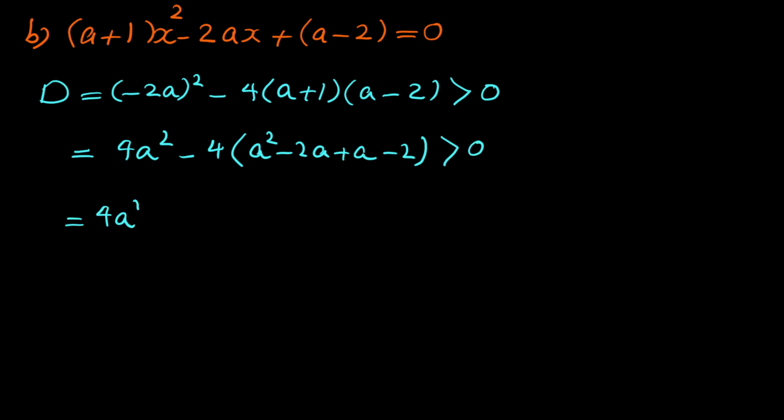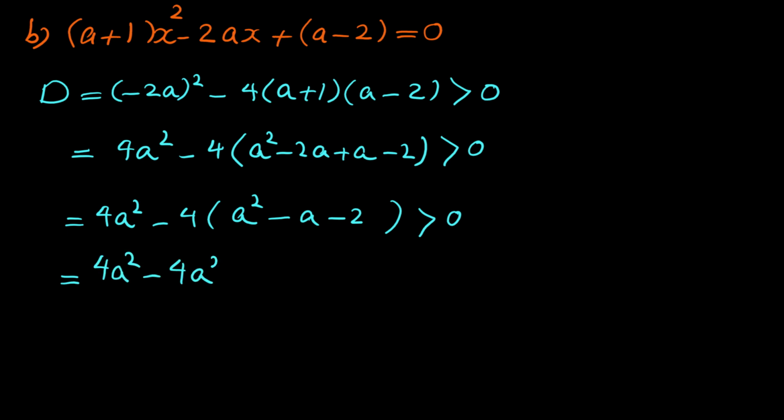Let's simplify. We have 4a to the 2 minus 4 times. If we simplify the inside, we have a to the 2 minus a minus 2. If we multiply 4 in the bracket, then we have 4a to the 2 minus 4a to the 2 plus 4a. Don't forget, you have to multiply negative 4 in each term of the bracket. So negative 4 times negative a is plus 4a, plus 8 greater than 0. Here we are lucky that we can get rid of these 4a to the 2's, and then we have 4a plus 8 greater than 0.